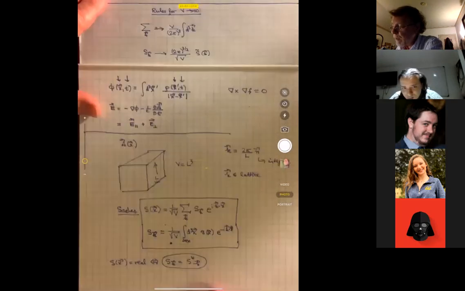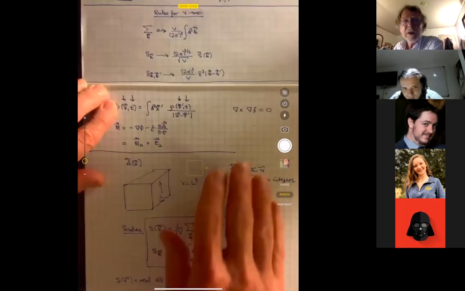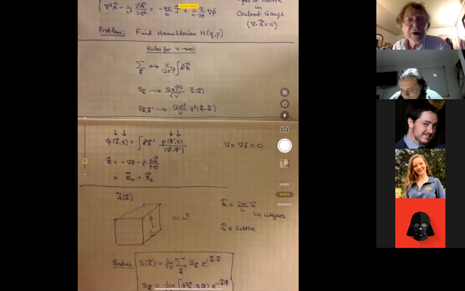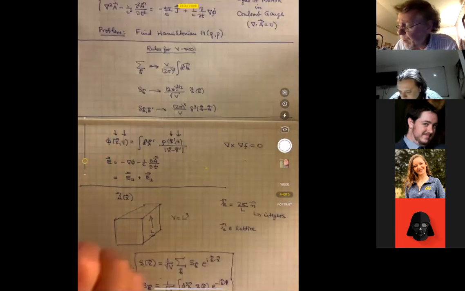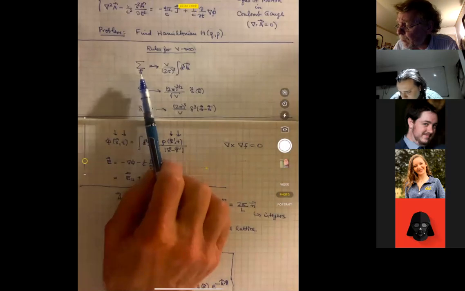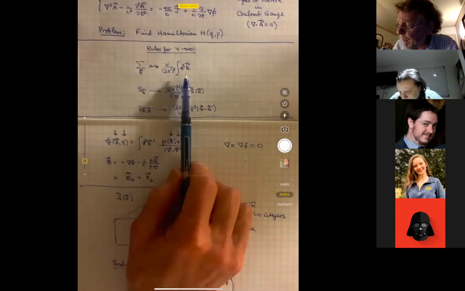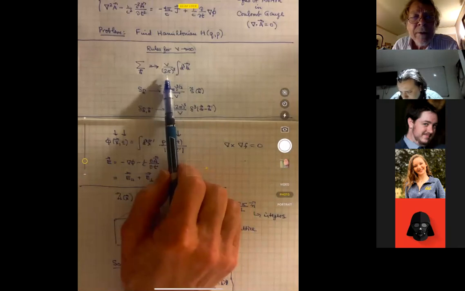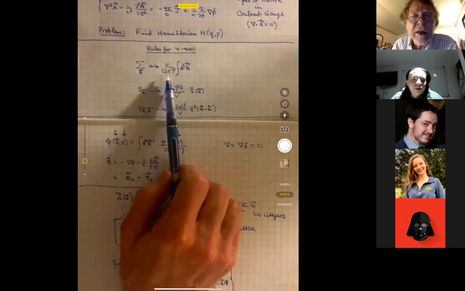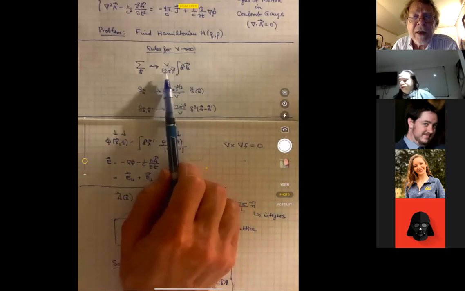And I've summarized them here on this summary page, and I'll just draw your attention to them now. The sum on k, as the volume goes to infinity, turns into an integral over k multiplied by V over (2π)³. That prefactor is the density of lattice points in k space, and that's why it appears there. It's just a density factor.